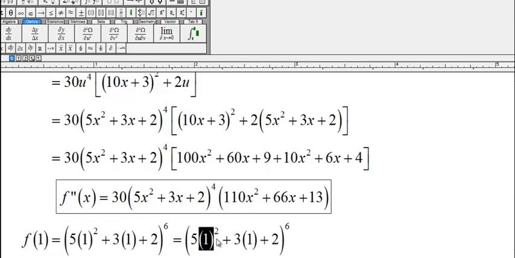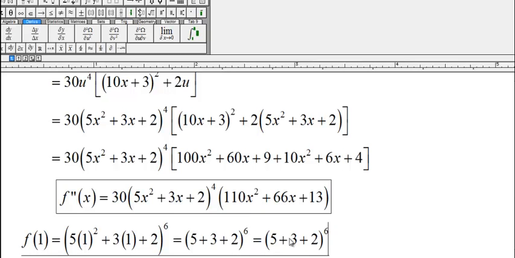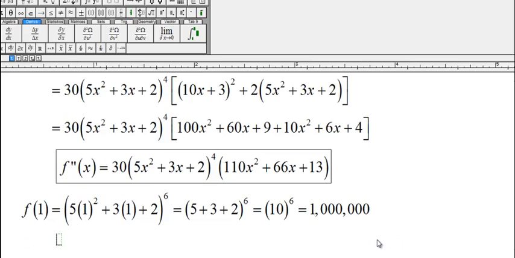So 1 squared is 1 times 5 is 5, 3 times 1 is 3, 5 plus 3 plus 2 is 10, 10 to the 6th is 1 million. So 1 comma 1 million is the point we're talking about. Okay, when I graph this, I'm going to have to go way up there, aren't I?